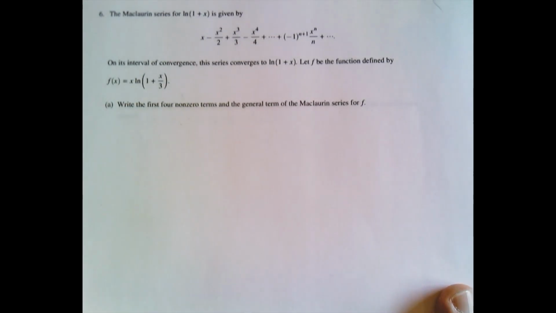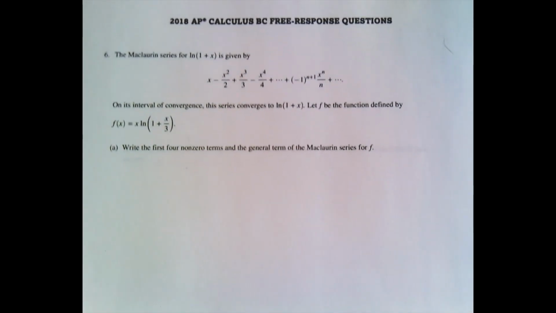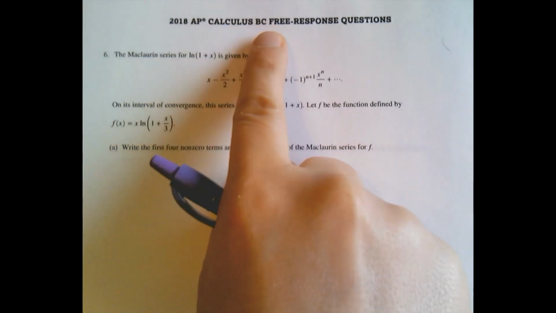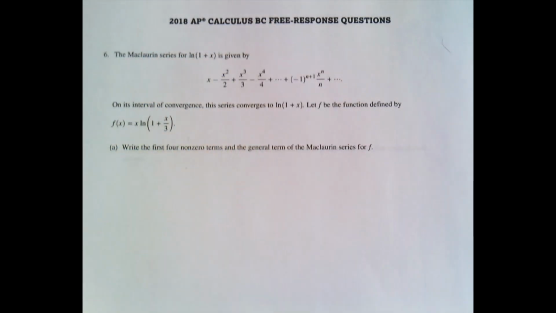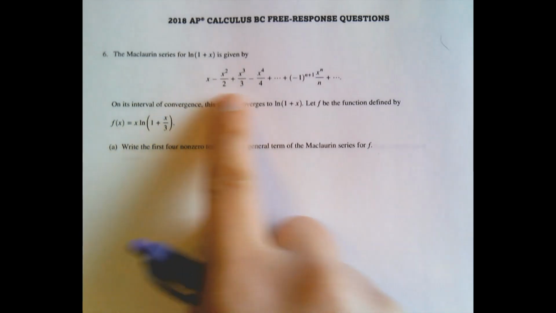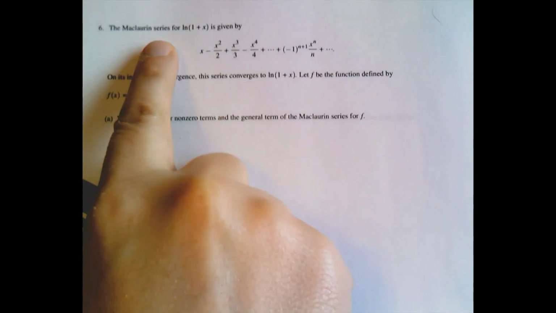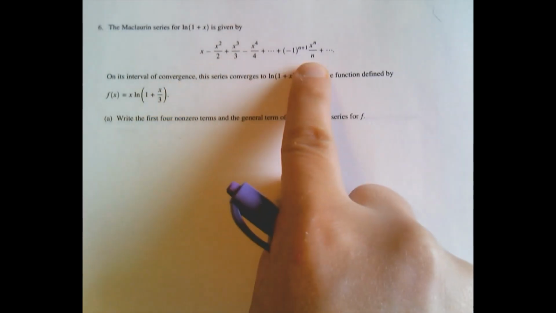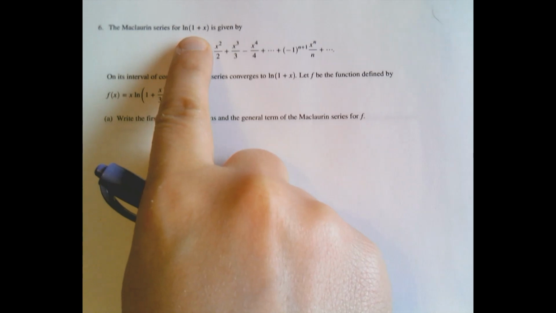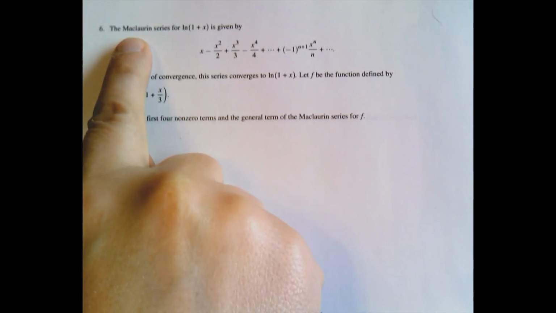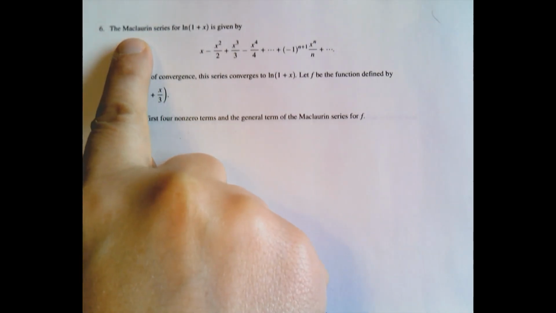Right, in today's video we're going to be talking about question number 6 from the 2018 BC exam. I classify this as a type 10 problem because it's heavily based in sequences and series. We start off with the Maclaurin series, and we're given the Maclaurin series for ln of 1 plus x. Remember, the Maclaurin series is just a Taylor series centered at 0. So if you wanted to note that here, the center is at a equals 0 or c equals 0.